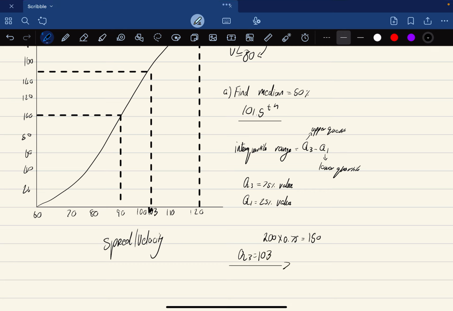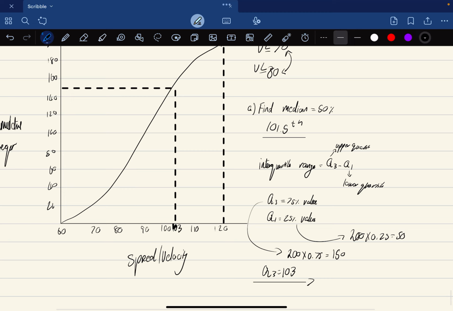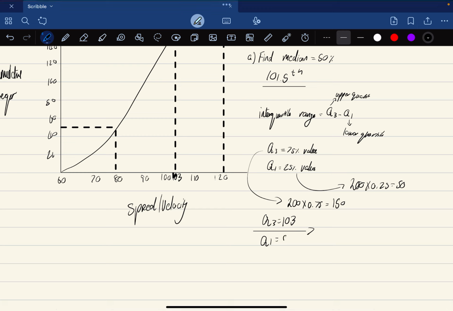And the same for Q1. So Q1, we go, let's just put arrows here maybe. 200 times 0.25, which is equal to 50. So we come and find the 50th value. Let me just rub out the 50th percentile here. 50 is like here, and it's 80. It's right on 80. So Q1 is equal to 80. So IQR, interquartile range, is equal to 103 minus 80 equals 23 kilometers per hour, whatever the units are.